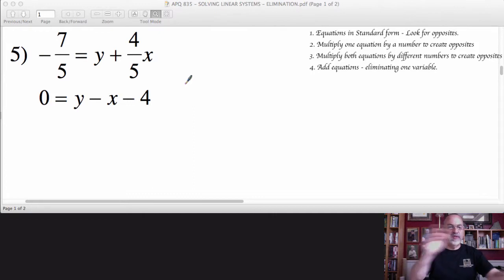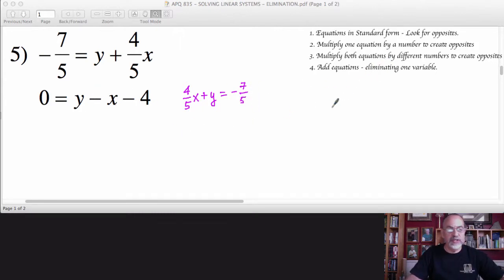Except that we're going to switch everything on the equal sign. So we're going to put this side of the equal sign first. So let's see, we're going to have 4/5 x, and then we got the positive y and our equal sign, and then we're going to have the -7/5. So all I did was switch the sides of the equal sign.